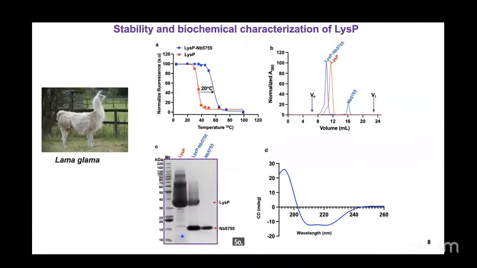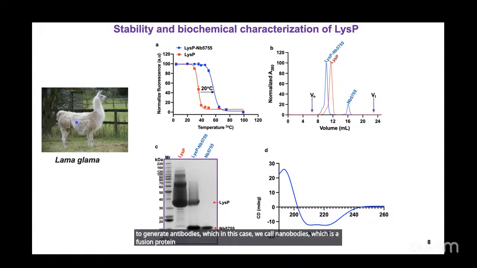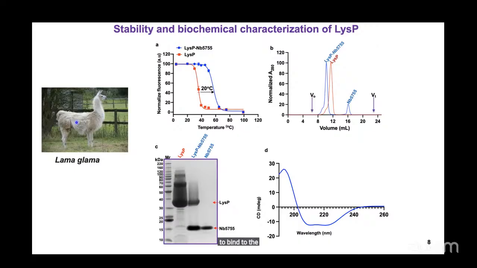So several years of trying to get a structure of this protein was unsuccessful because the protein was very, very unstable. So what we did was to purify the protein, as you can see here, and inject the protein into llamas to generate antibodies, which in this case we call nanobodies, which is a fusion protein partner that helps to bind to the protein and locks it in one conformation and helps to stabilize it.